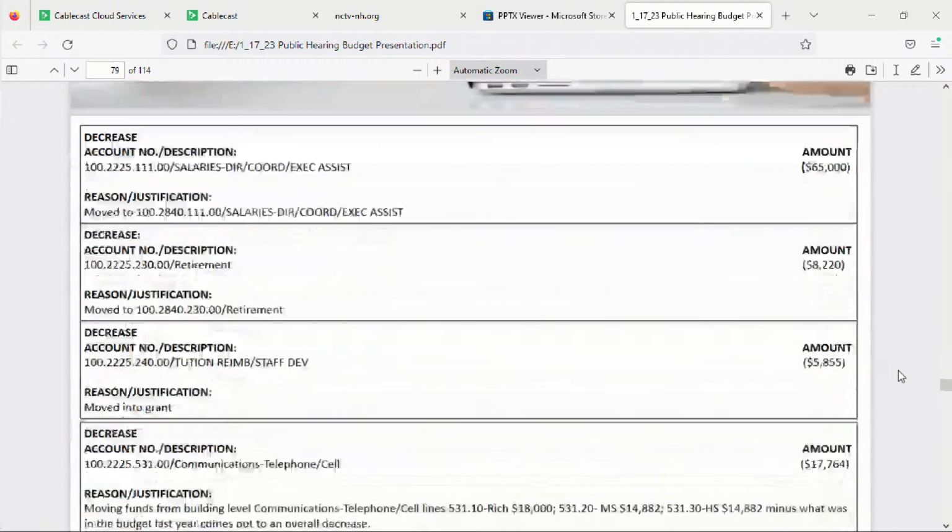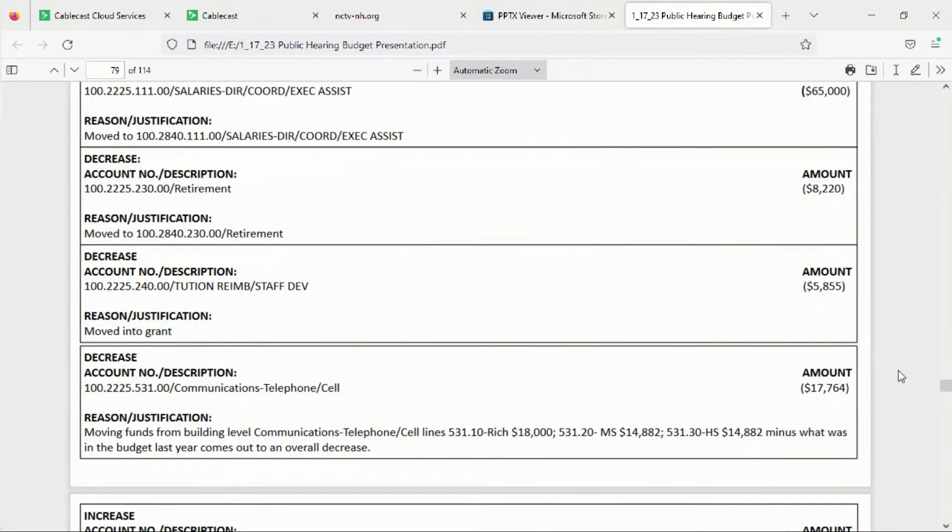These are some of the budget changes. The $65,000 budget line was moved up to the district level, which again affects the retirement, FICA and everything else, which is not on here because it was less than $5,000. Tuition reimbursement and staff development was reduced by $58.55. Some of that was moved into a grant.